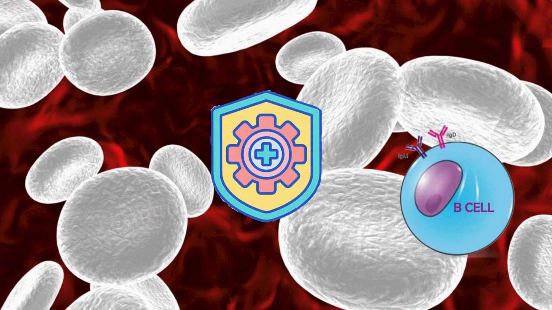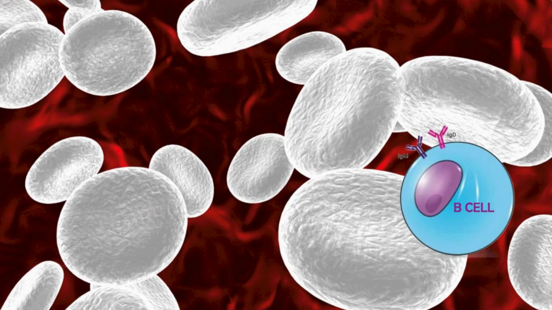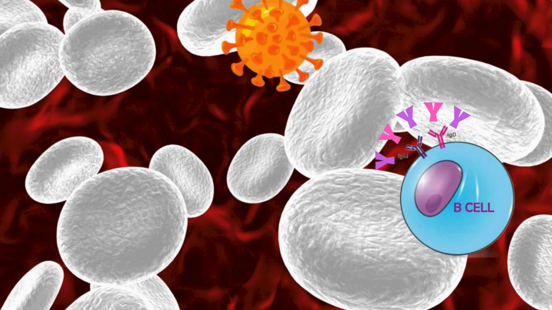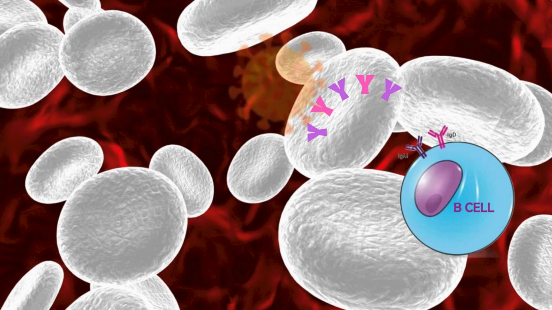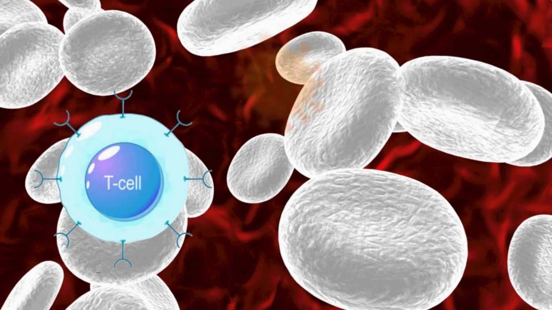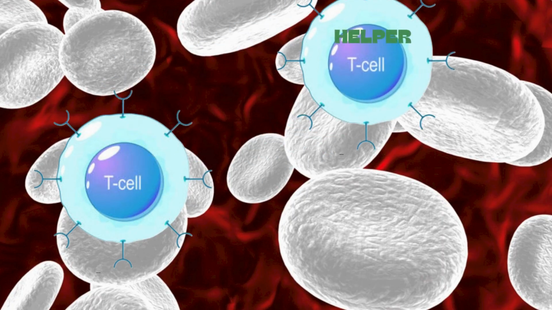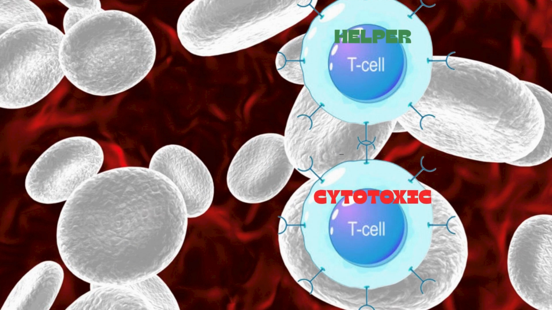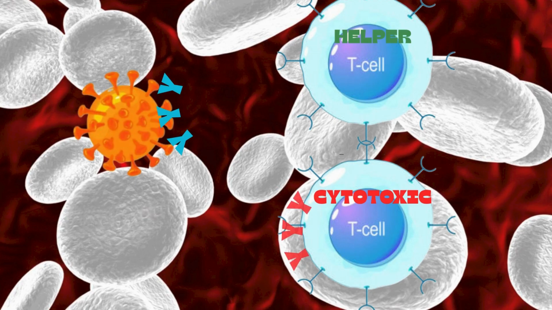B cells are a part of the adaptive immune system. They produce Y-shaped proteins called antibodies that bind to antigens and neutralize the pathogen. T cells play a supporting role. They are split into two groups, called helper T cells and cytotoxic T cells. Helper T cells coordinate the immune attack, while cytotoxic T cells destroy the infected body cells.